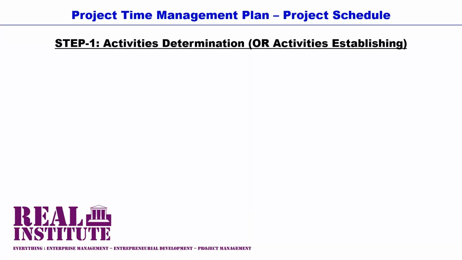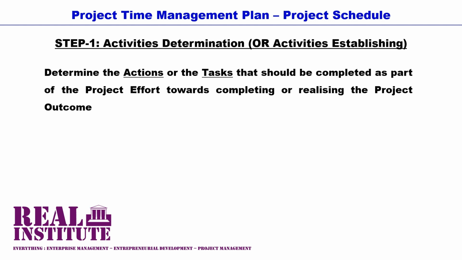The activities determination entails determining the actions or the tasks that should be completed as part of the project effort towards fulfilling the project requirements, towards accomplishing the project objectives, or towards completing or realizing the project outcome. The genesis of project scheduling and even the beginning of the project time management plan baseline or the outset of the project schedule are the project activities. Put more succinctly, project scheduling begins with the determination of all the project activities.